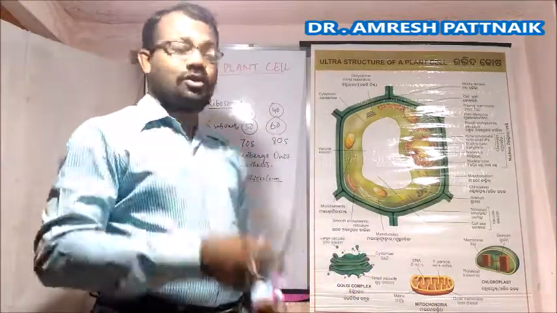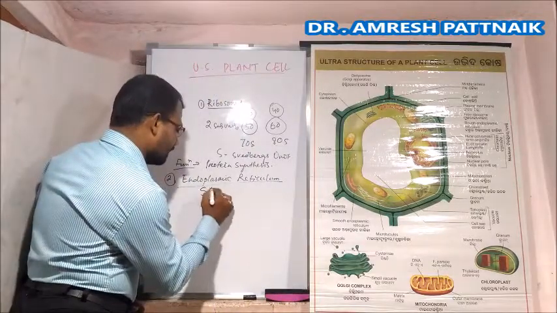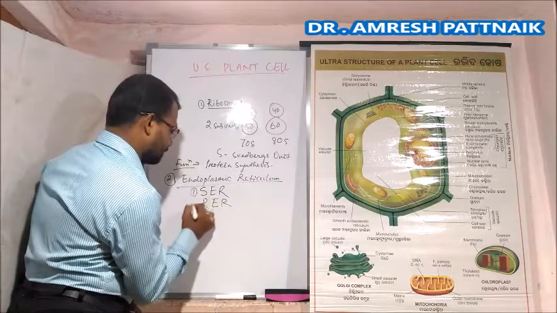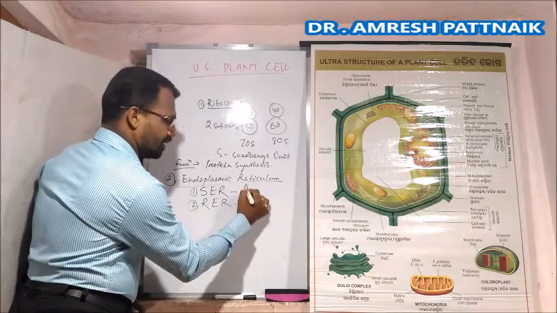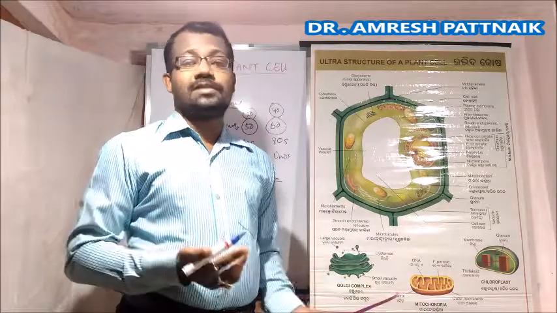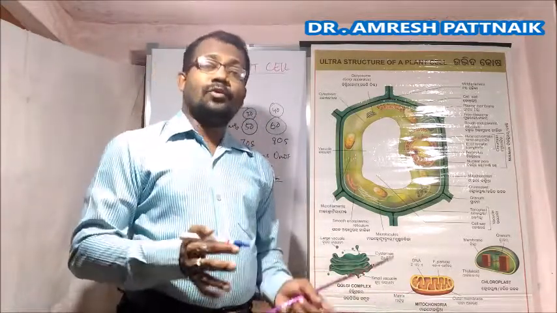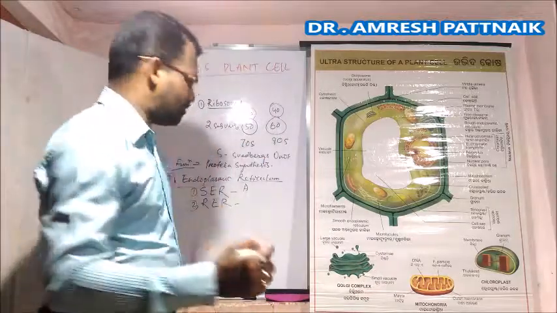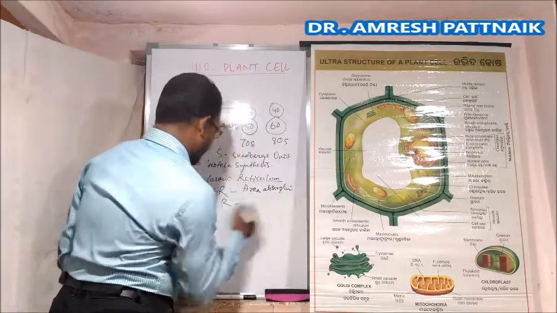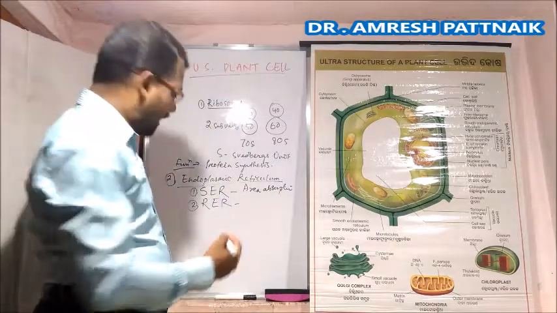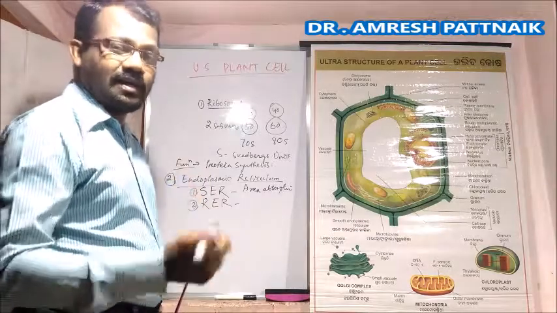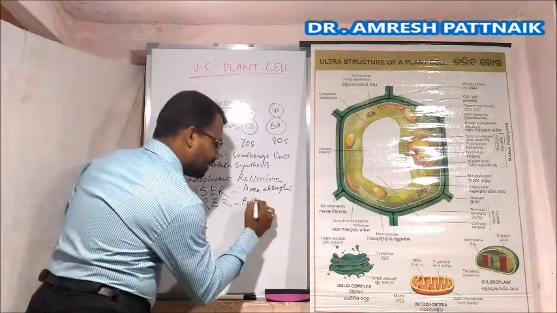One is smooth endoplasmic reticulum, another is rough endoplasmic reticulum. In smooth endoplasmic reticulum, no ribosomes are there. That's why it helps to increase the area of absorption. And rough endoplasmic reticulum, as the word rough is meant for the ribosome, is present and helps in protein synthesis.